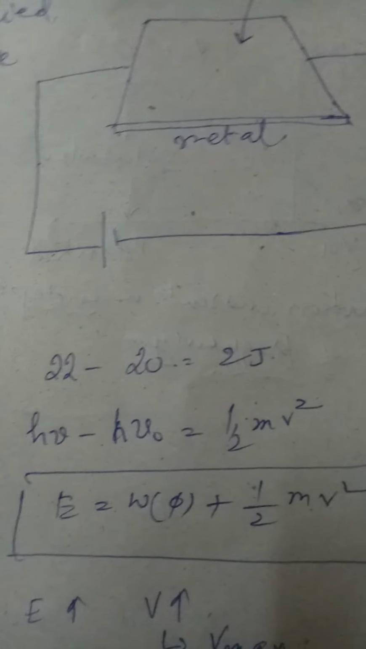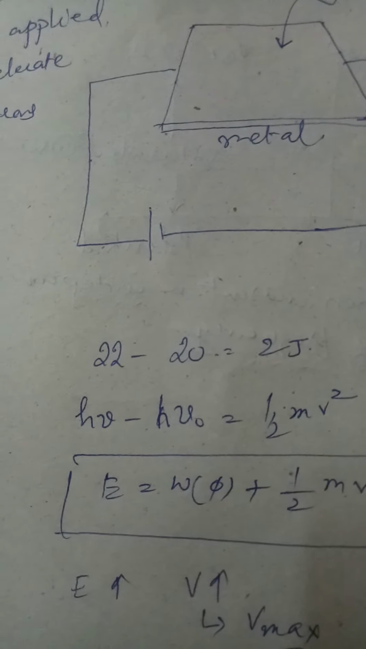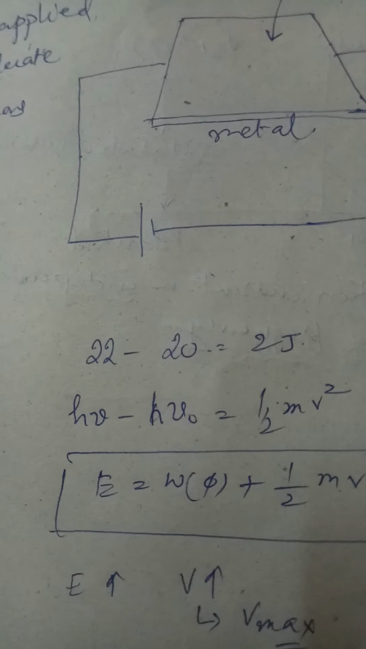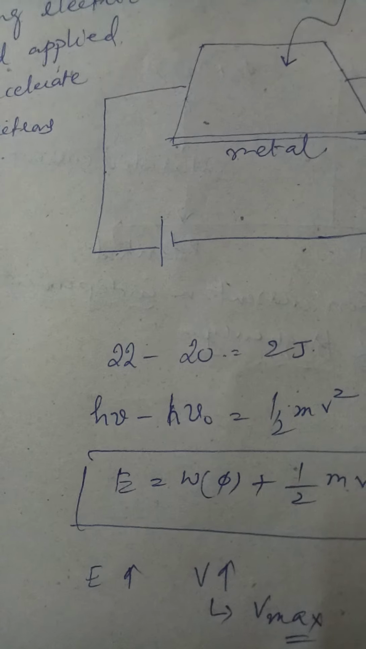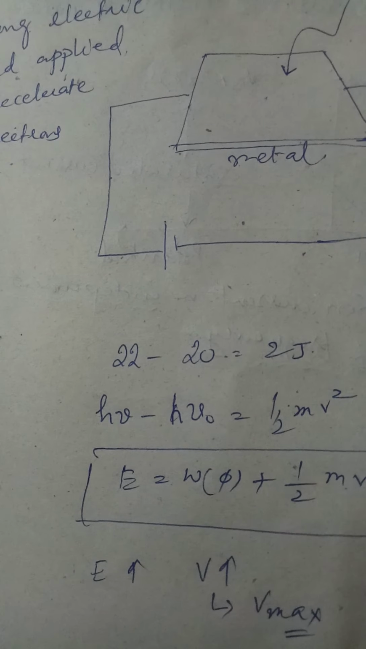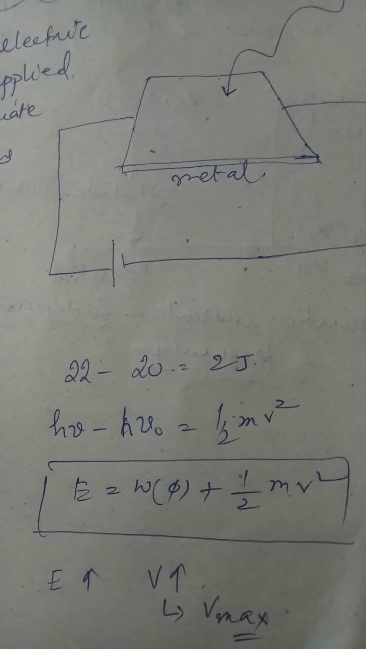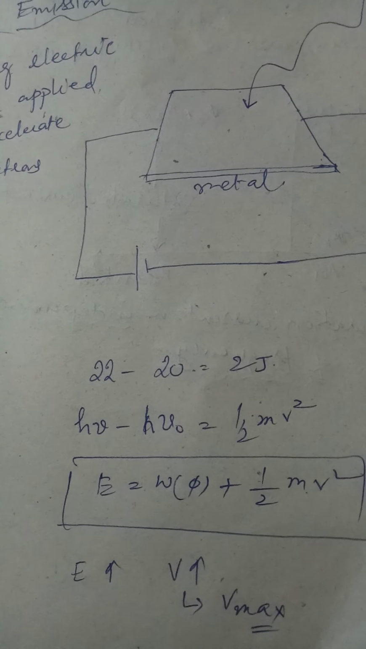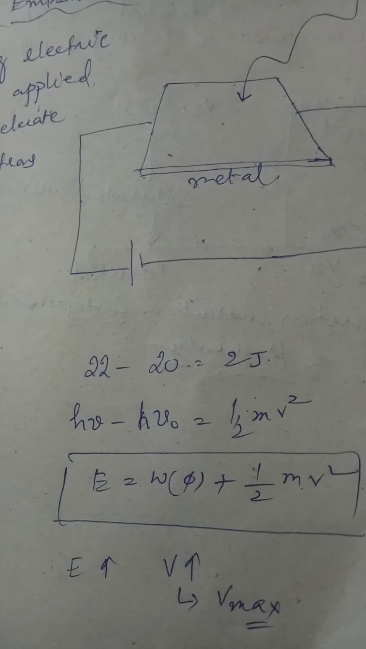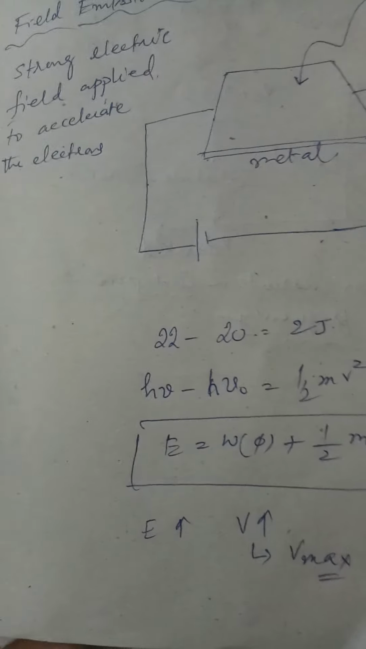Here 20 is the work function of the metal, 22 is the supplied energy. You can put 24, you can put 26, you can put 50. Simply if you keep on increasing this energy, more amount of electrons won't be emitted. Okay, so there is an upper limit for the electrons to be emitted. Now that upper limit is called saturated current.